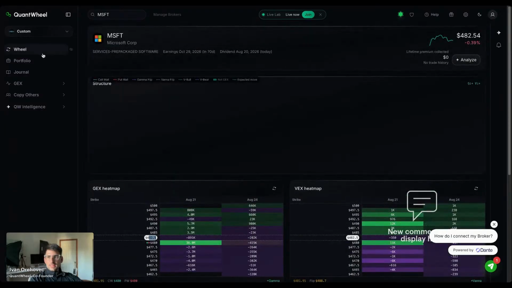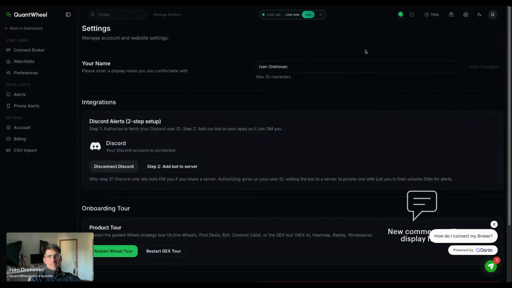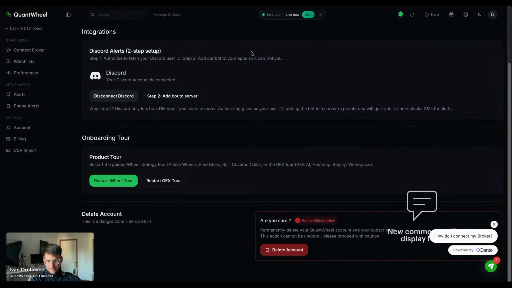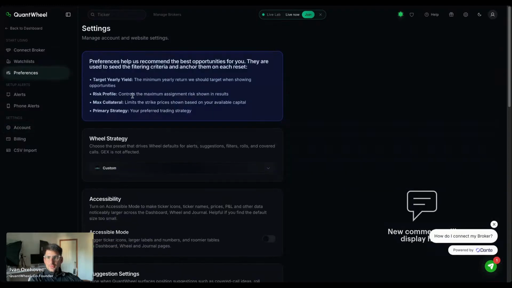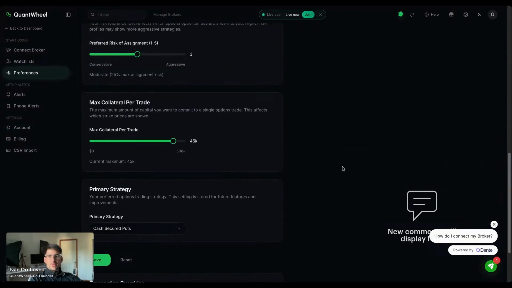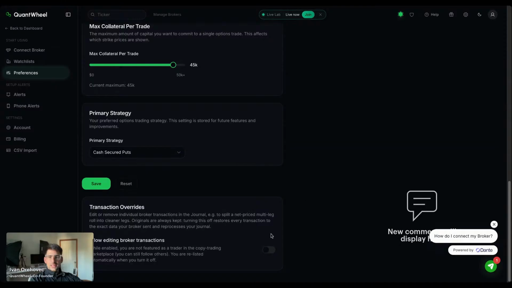All right, next up we have some settings changes. If you have some of the brokers that have a different style of reporting, so for example, Wealthsimple, when you roll, they don't give us two different transactions. They give us just one leg transaction.